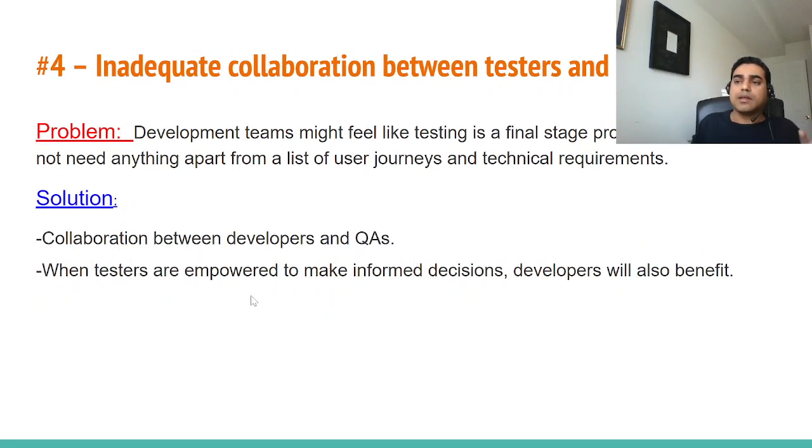So let's see the last one I face, which is inadequate collaboration between testers and developers, which is a very, very common issue for a long time. Professional tension between development and testing teams is still quite common. Development teams, and most companies, sometimes feel like testing is the final stage of the process, and testers do not need anything apart from a list of user journeys and technical requirements.